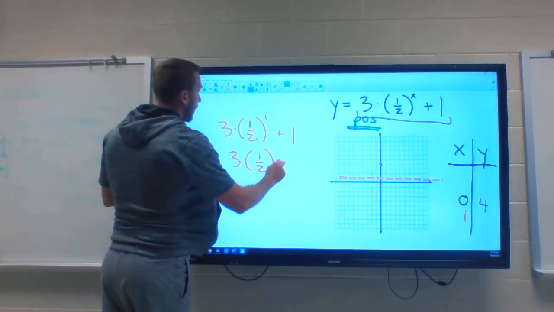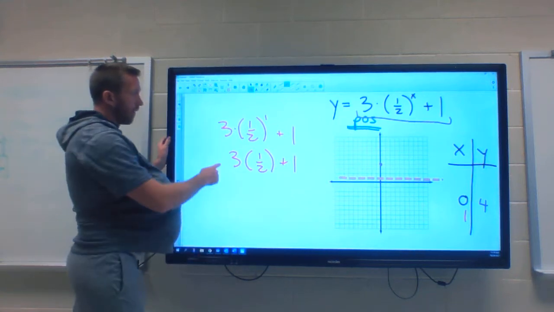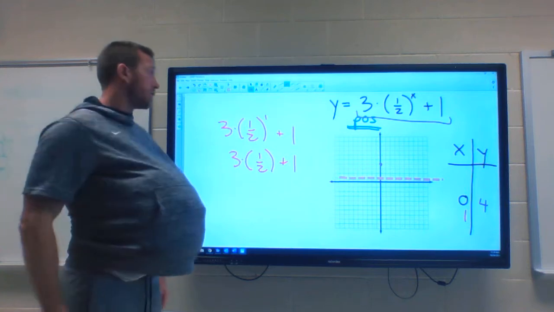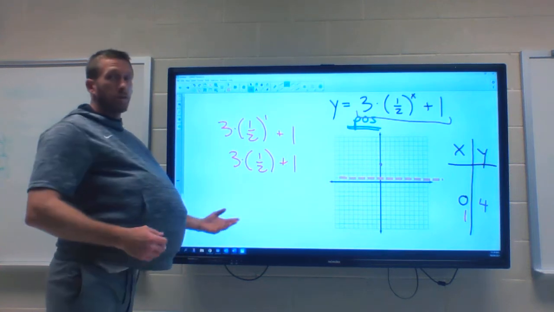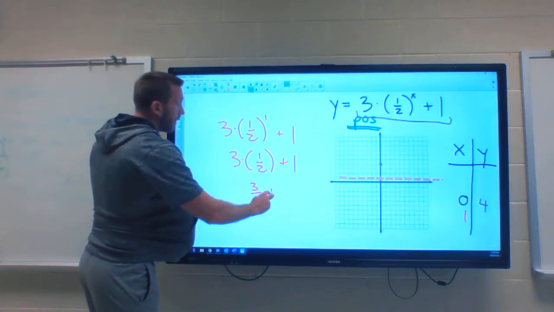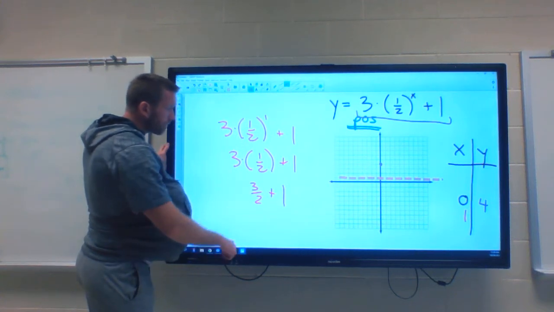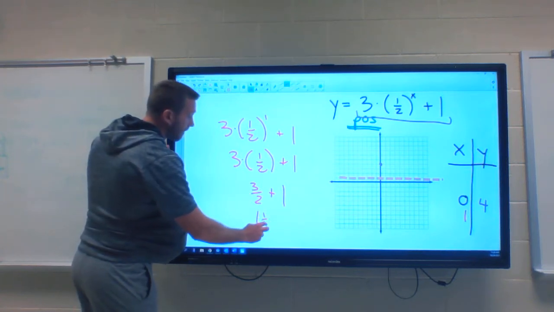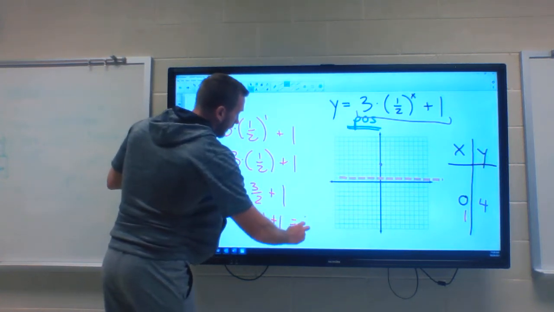That creates just 1/2 as my fraction. Now, 3 times 1/2 is where we started getting a little bit more difficult, maybe for some of you algebra students, but that's okay. We're going to practice our fractions more and more. 3 times 1/2 is 3/2. 3/2 plus 1. I'm going to actually turn everything now into a mixed number. 3/2 is 1.5 plus another 1 is 2.5.